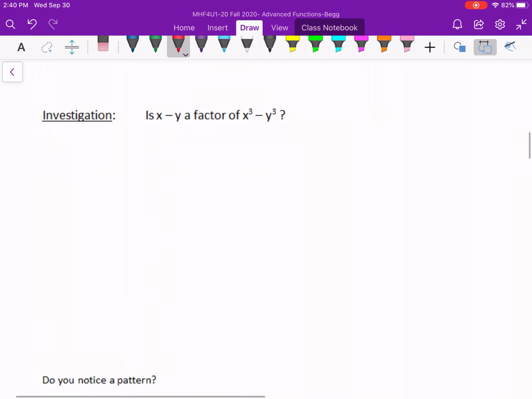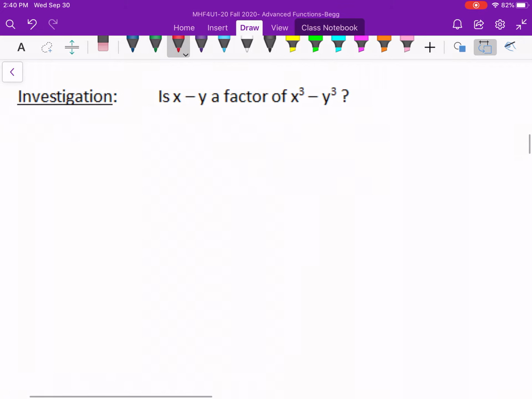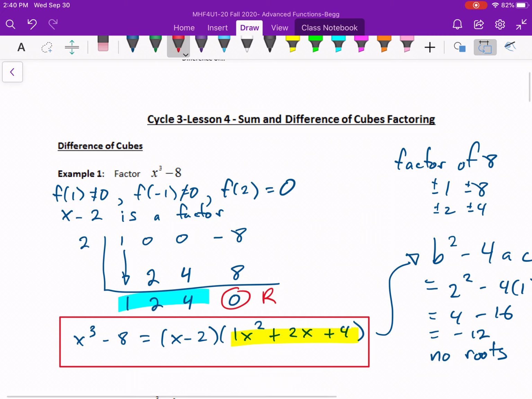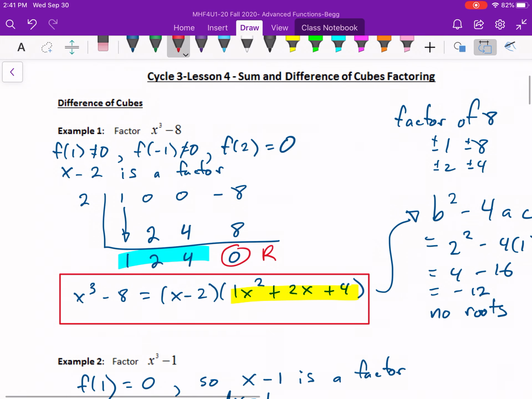Let's try one that's a little bit more tricky looking. Is x minus y a factor of x cubed minus y cubed? This still looks like a difference of cubes, right? These have both been differences of cubes. In other words, remember difference of squares. The difference of squares was two perfect squares with a minus sign between them. Well, difference of cubes is two perfect cubes with a minus sign between them.